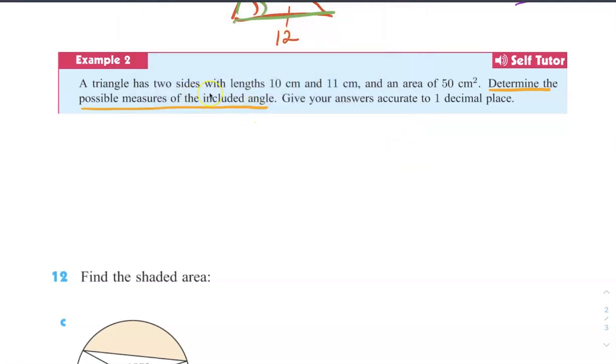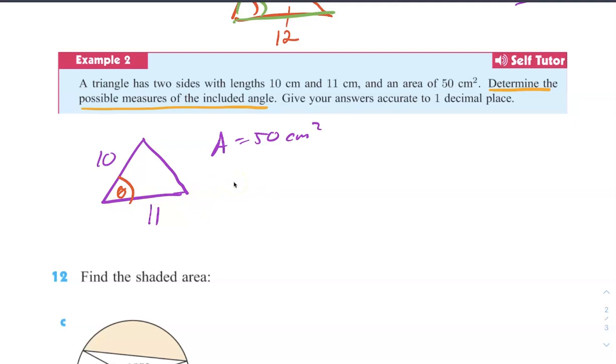The triangle has two sides. One length of 10 and the other length of 11. And an area of 50. Determining the possible measure of the included angle. So the included angle would be the one that's right here. No matter how you draw your triangle, right, that's the included angle. So how do I do this?